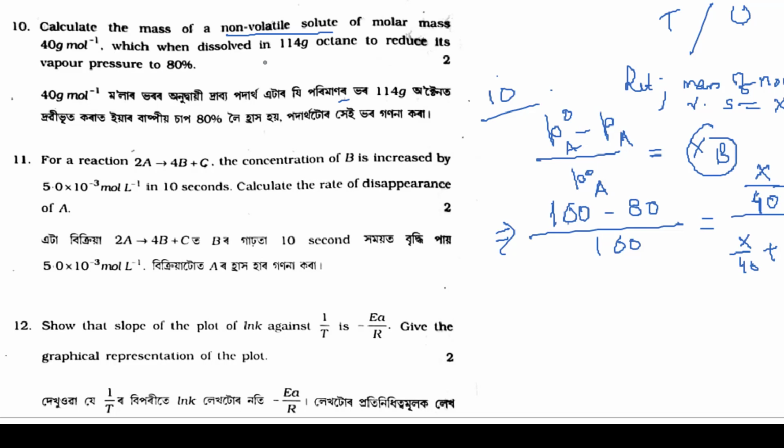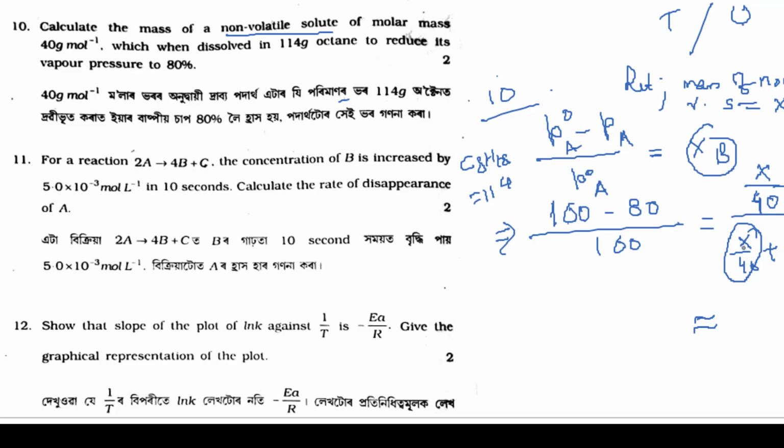The question gives 114 gram of octane, that means the given mass is 114, and you have to identify the molar mass of octane. Octane is C8H18, whose molar mass is 100 plus 14, that is 114. So 114 by 114 is 1. In this formula we will neglect this term, because solute is a very small quantity.